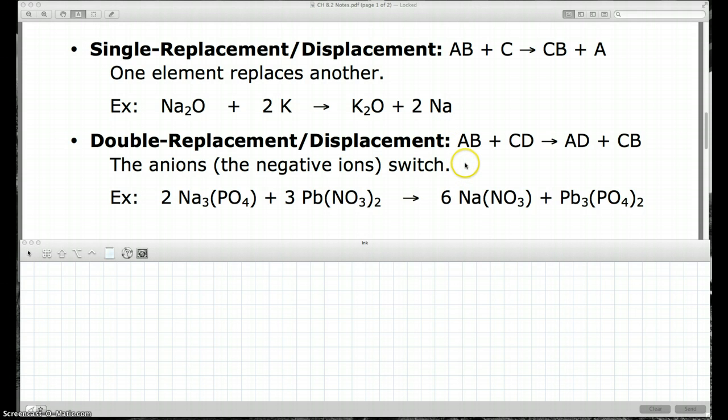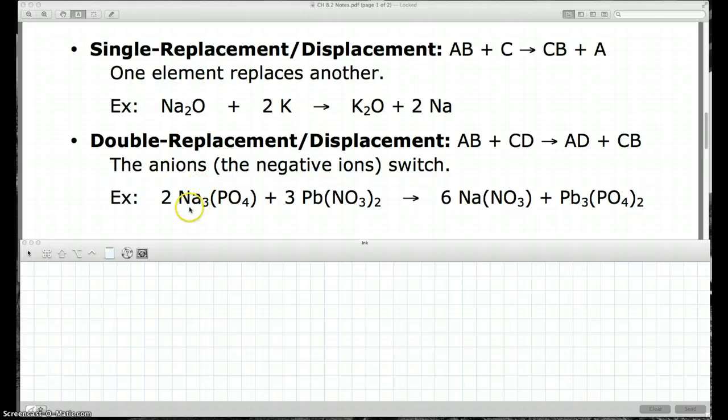This dance scenario works for double replacement too. In this case, you have two couples dancing, and then they switch partners. We can see that here in the example. We have sodium and phosphate. Phosphate is referring to the polyatomic ion sheet. Those are dancing. Here we have lead and nitrate, and again, nitrate is also from your polyatomic ion sheet. So we had two couples dancing, and they switch partners.